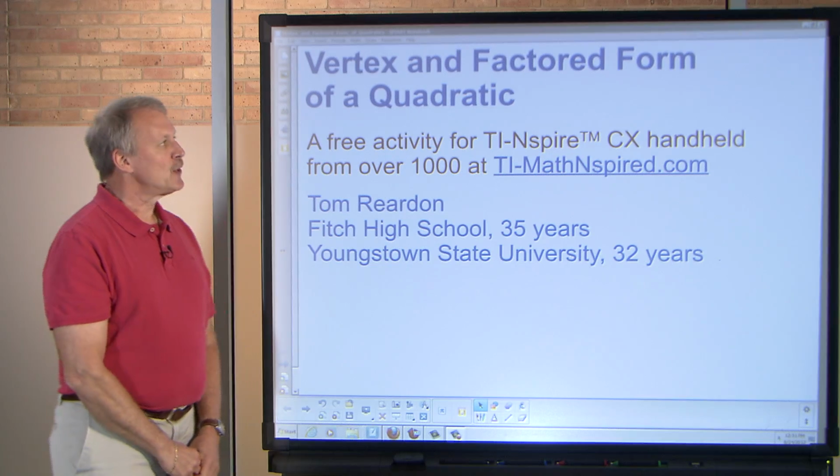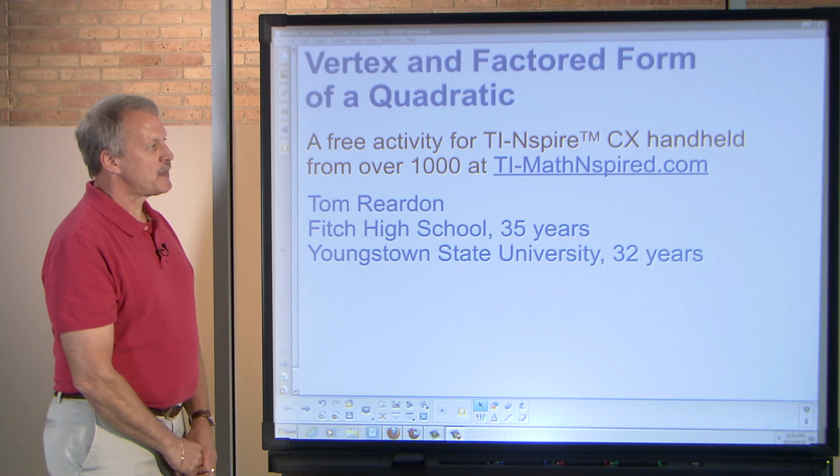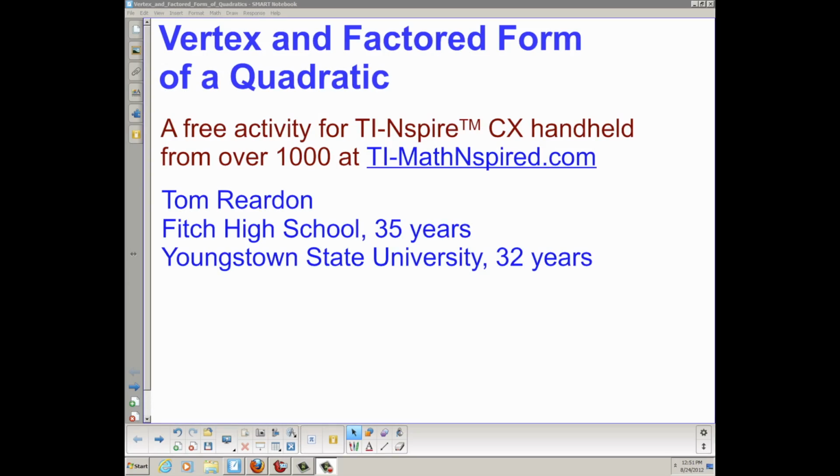I want to show you how I use TI-Nspire activities in the mathematics classroom. Today we're going to look at vertex and factored form of a quadratic using the TI-Nspire CX handheld. This is one of over 1,000 activities at that website.